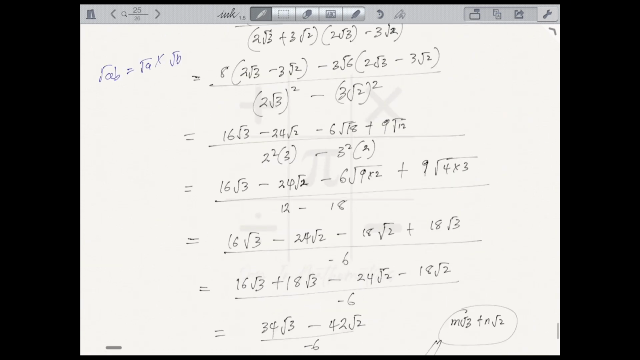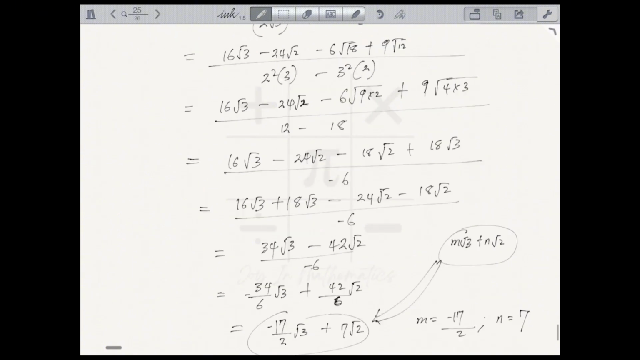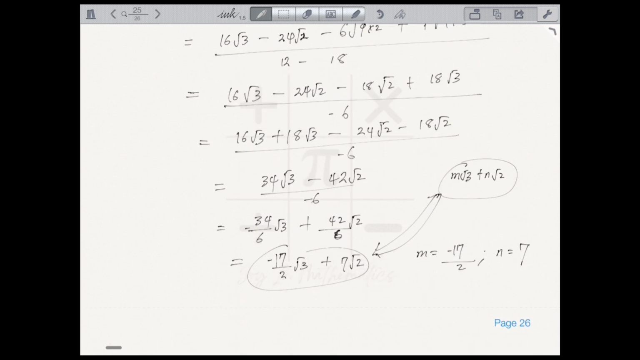So all we just did basically was to simplify this expression by rationalizing the denominator, and then we compare the values of the final answer. They are in basic form. So let's take the second question.